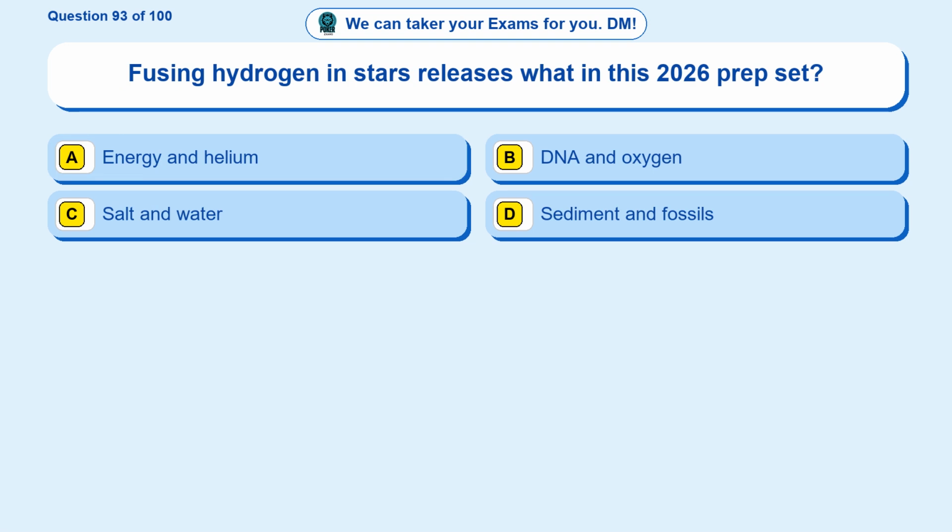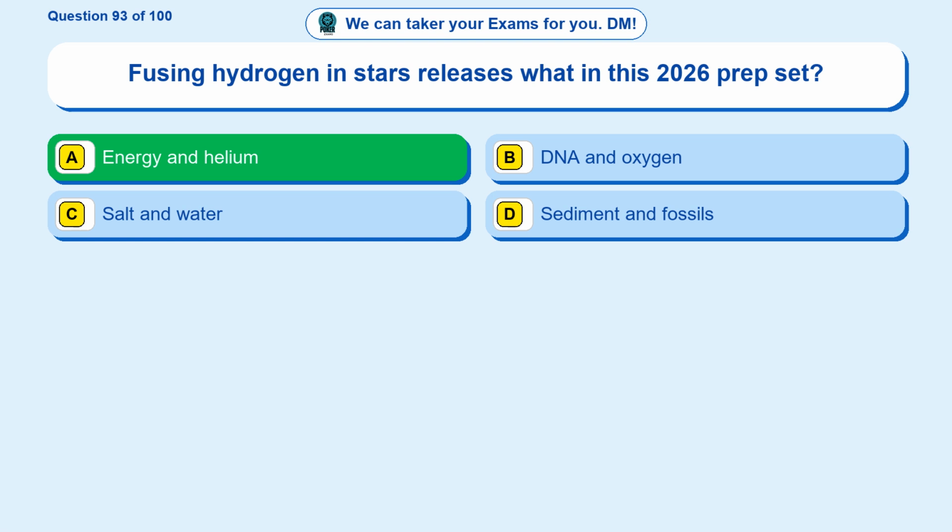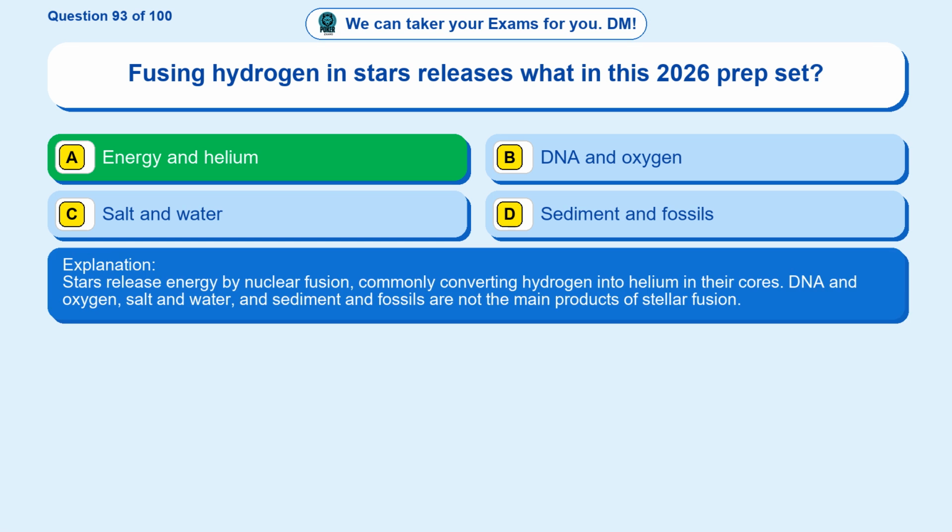Question 93. Fusing hydrogen in stars releases what in this 2026 prep set? Option A, energy and helium. Option B, DNA and oxygen. Option C, salt and water. Option D, sediment and fossils. The correct answer is option A, energy and helium. Stars release energy by nuclear fusion, commonly converting hydrogen into helium in their cores. DNA and oxygen, salt and water, and sediment and fossils are not the main products of stellar fusion.